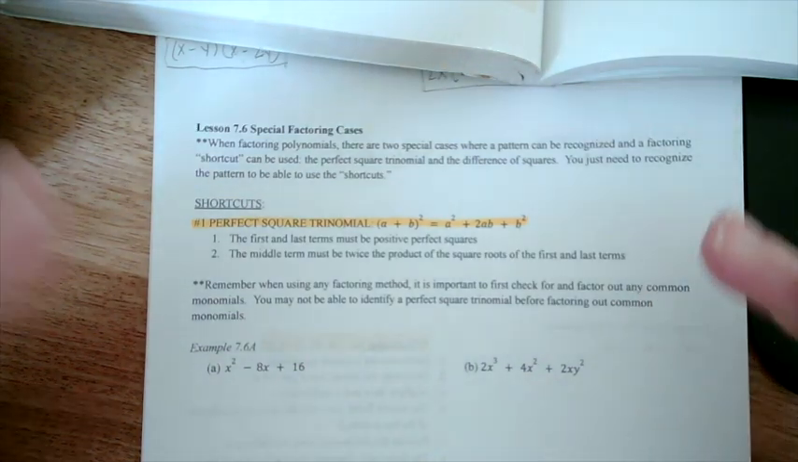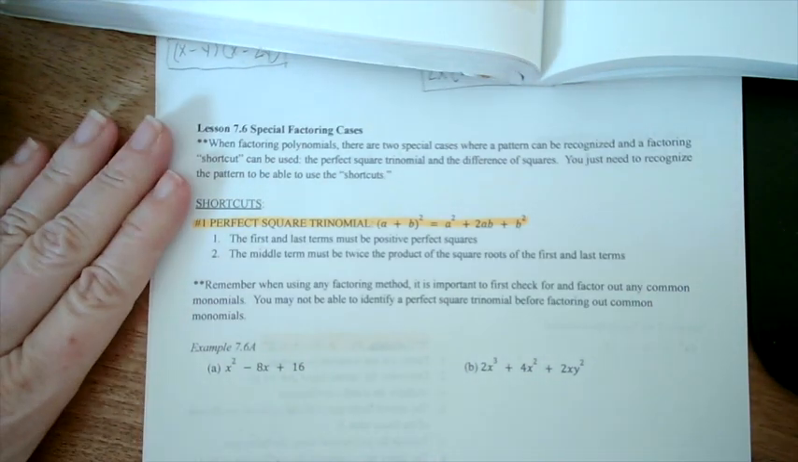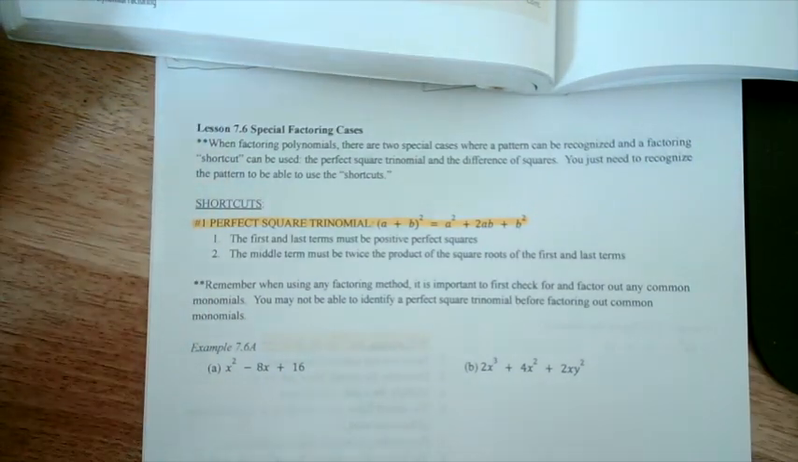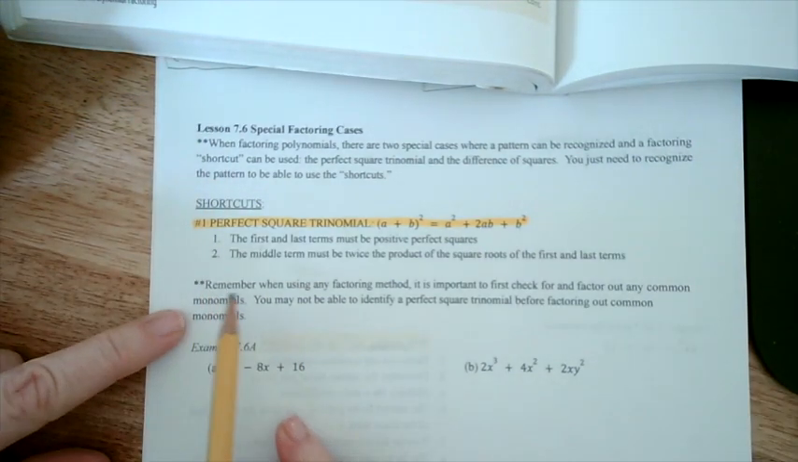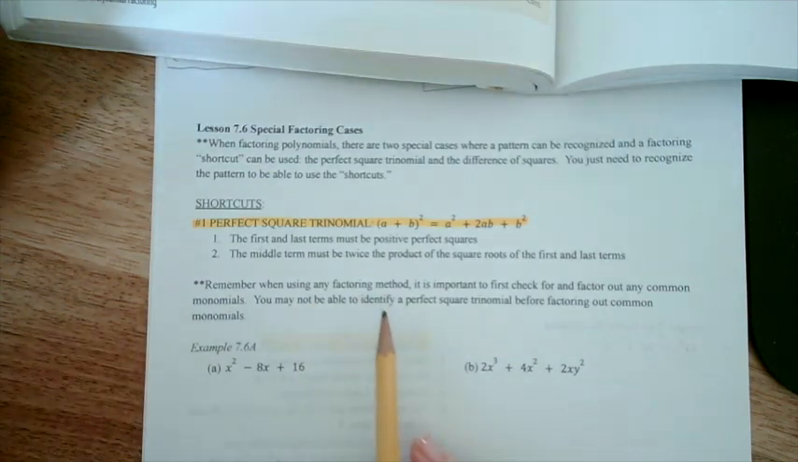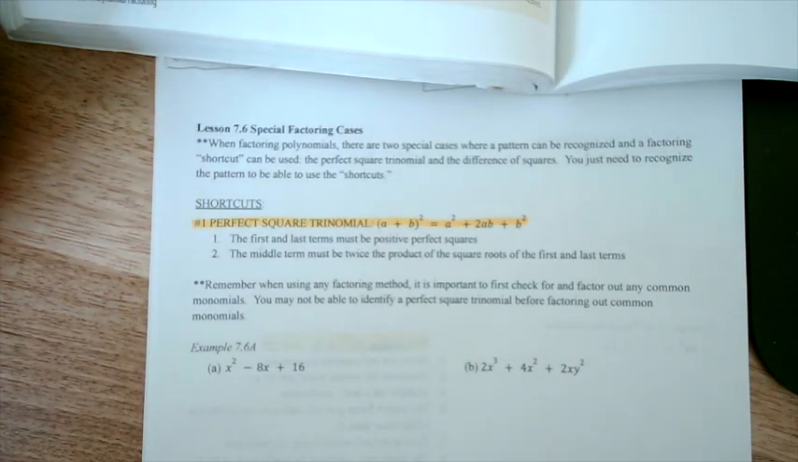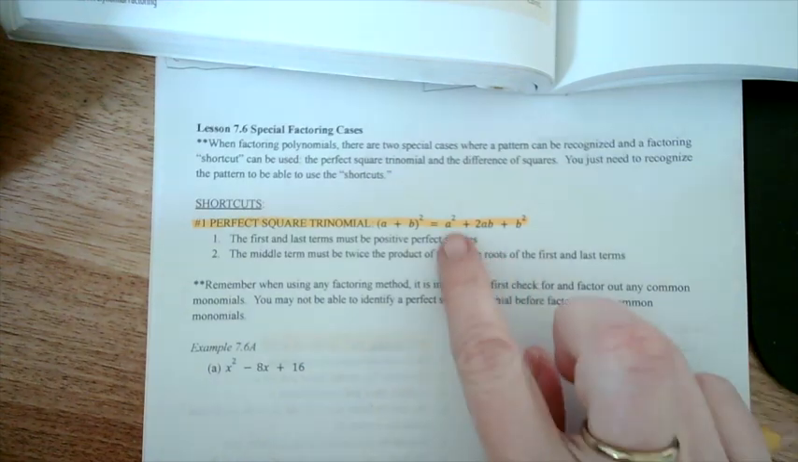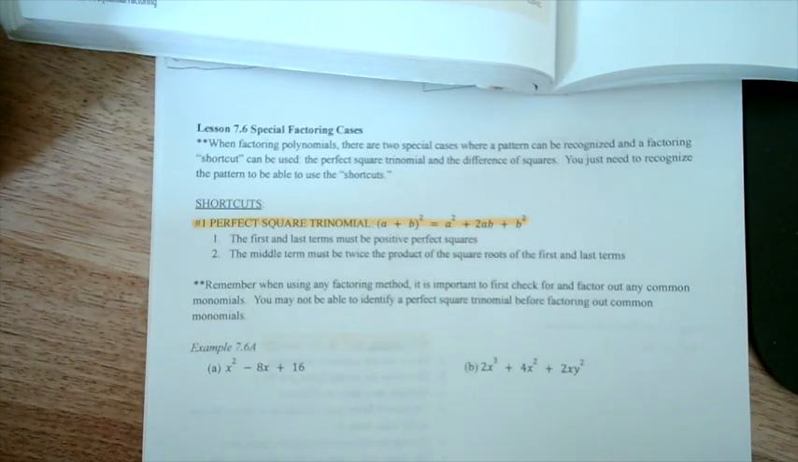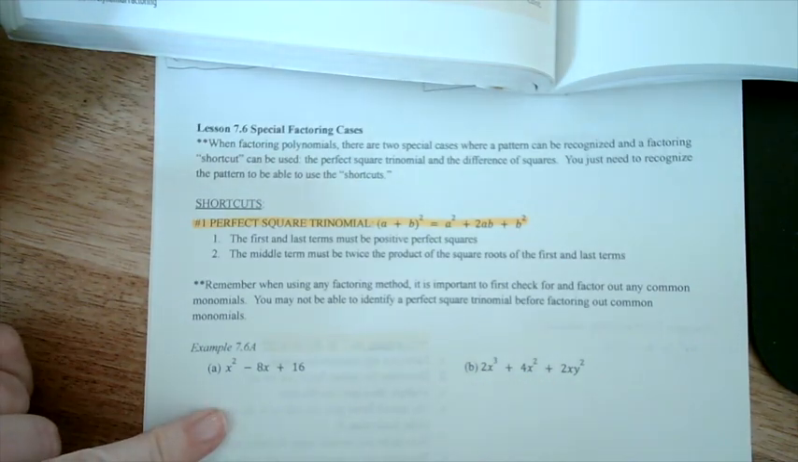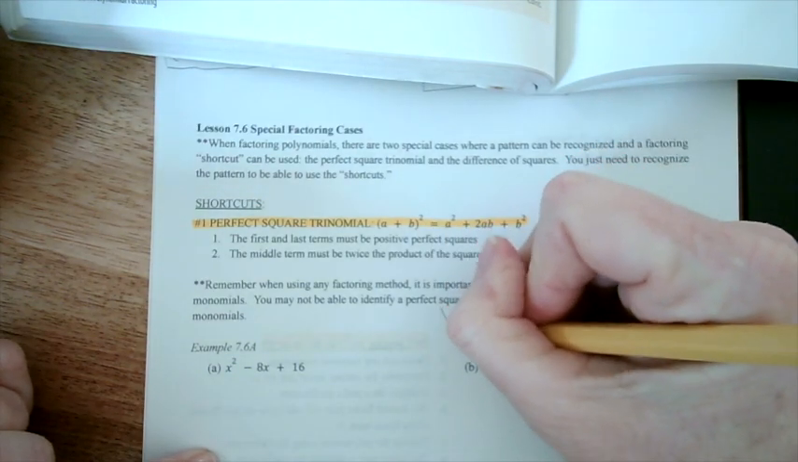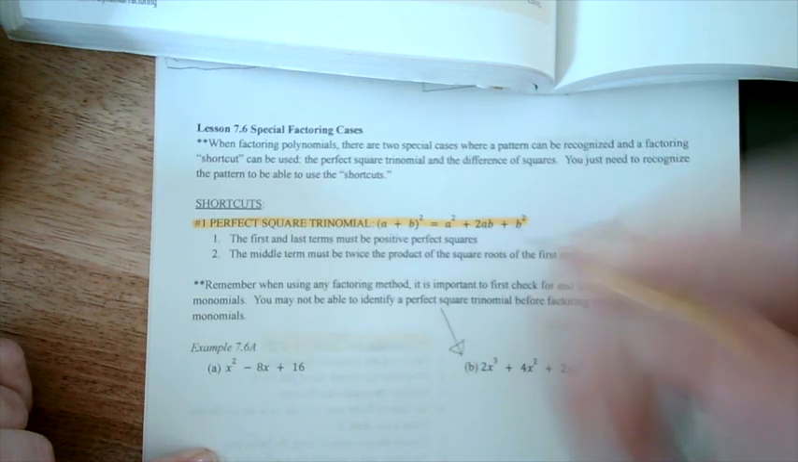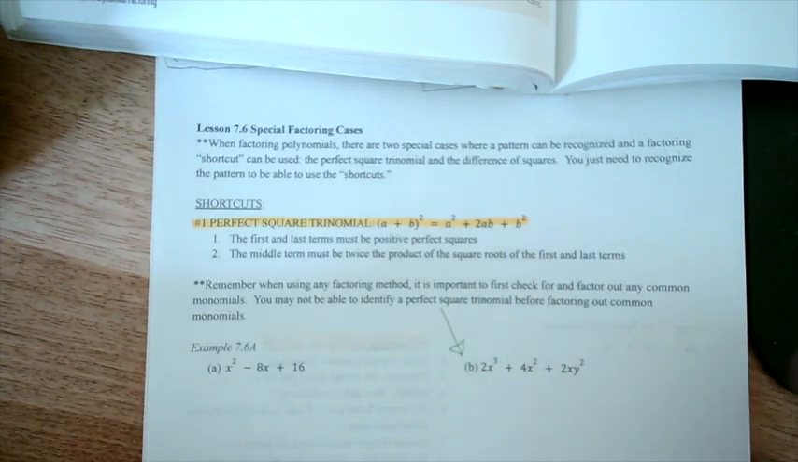So let's go ahead and dive into this and see what we can do. And this is extremely important, which is why I put 2 little stars by it. Remember, when you're using any factoring method, it's really important to first check for and factor out any common monomials, because you might not be able to identify that it's a perfect square unless you factor something out of it. And that's going to be the case on B, not on A. So I'll show you that. Maybe I'll just draw an arrow here, because this one is going to refer to this, but I want to be able to show you that.